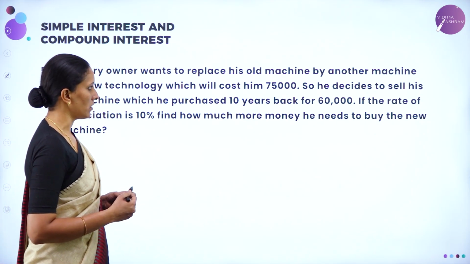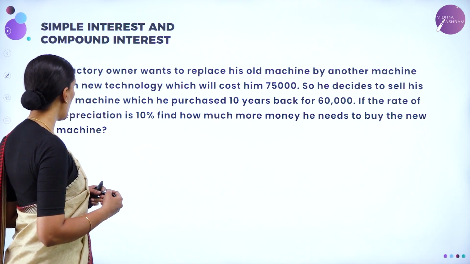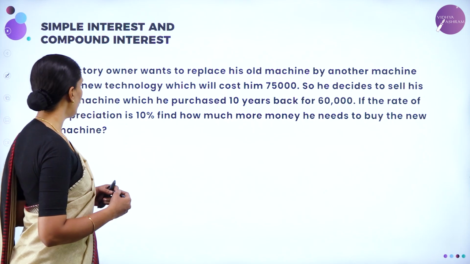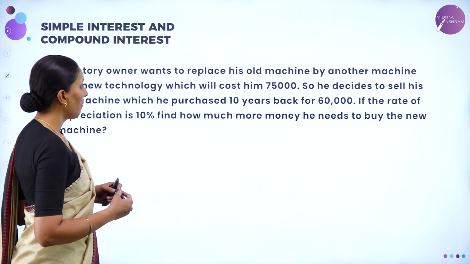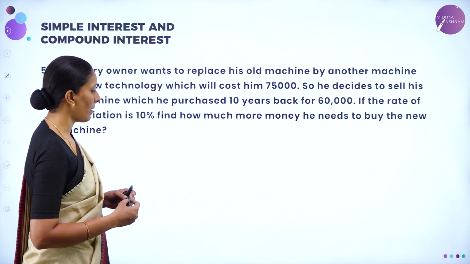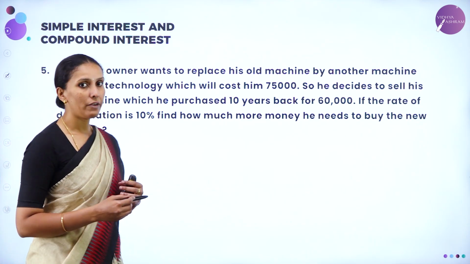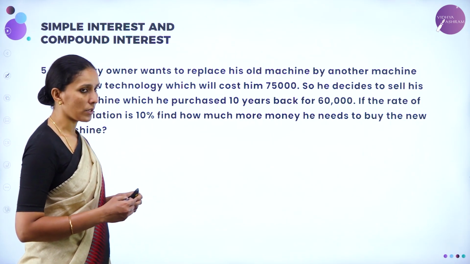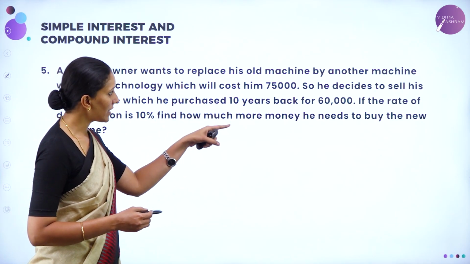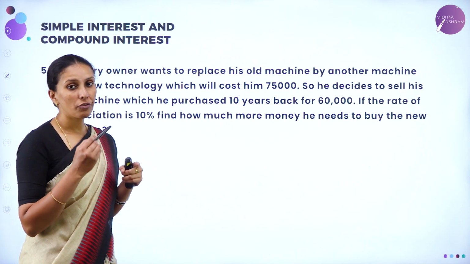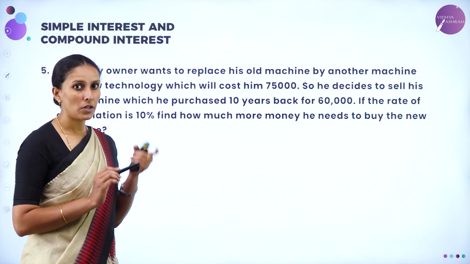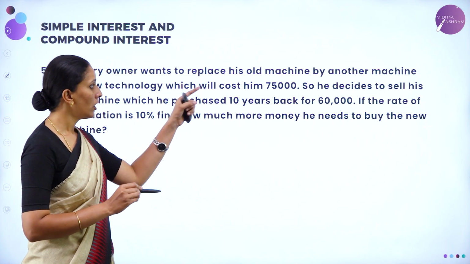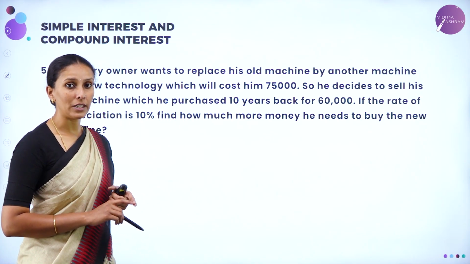Next one, a factory owner wants to replace his old machine with another machine with new technology, which will cost him 75,000. So, he decides to sell his old machine, which he purchased 10 years back for 60,000. If the rate of depreciation is 10%, find how much more money he needs to buy the new machine. Now, we need to find the depreciated value of the old machine so that he will get some amount, and how much remaining amount he needs to pay for the new machinery is what we need to calculate.